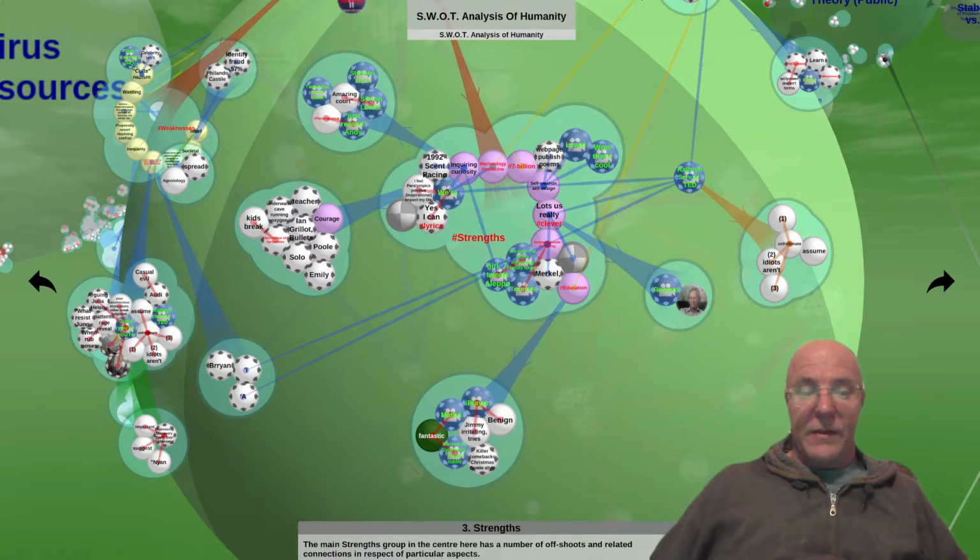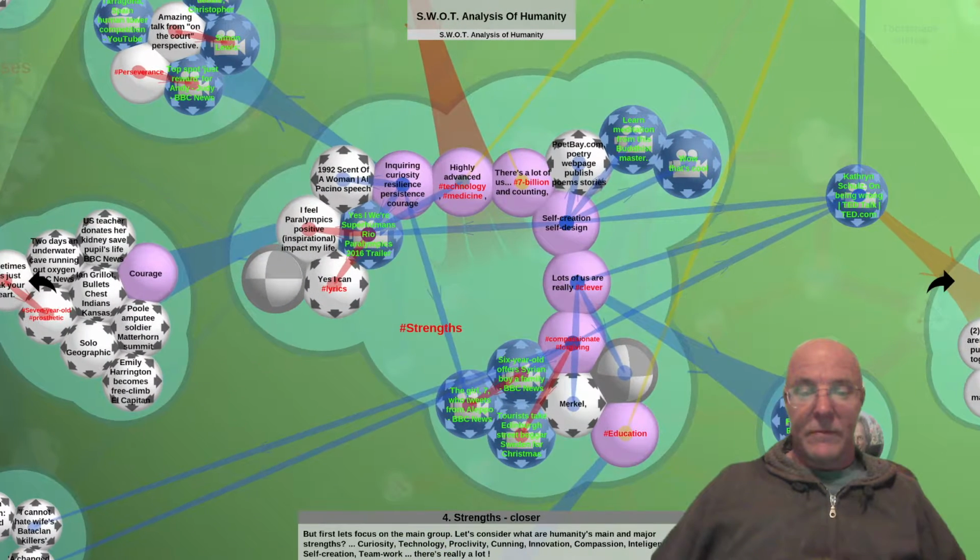3. Strengths. The main strengths group in the centre here has a number of offshoots and related connections in respect of particular aspects. Taking a closer look at strengths, but first let's focus on the main group.